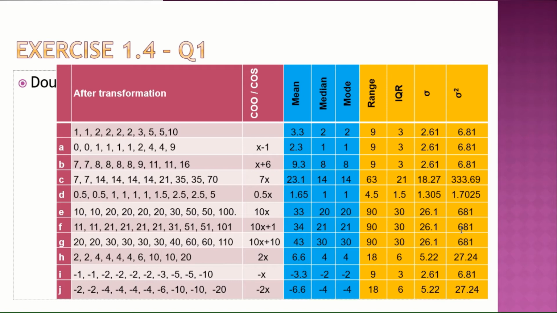Understand? And then there's also a transformation where you times a negative value. Your mean, mode, median will follow and become negative, but your measures of dispersion cannot be negative because first of all, standard deviation no way is negative. Your range also cannot be negative. What is range? Distance from the biggest data to the smallest data. Distance cannot be negative. IQR cannot be negative. And of course your variance also won't be negative. So just be careful when you're doing that.